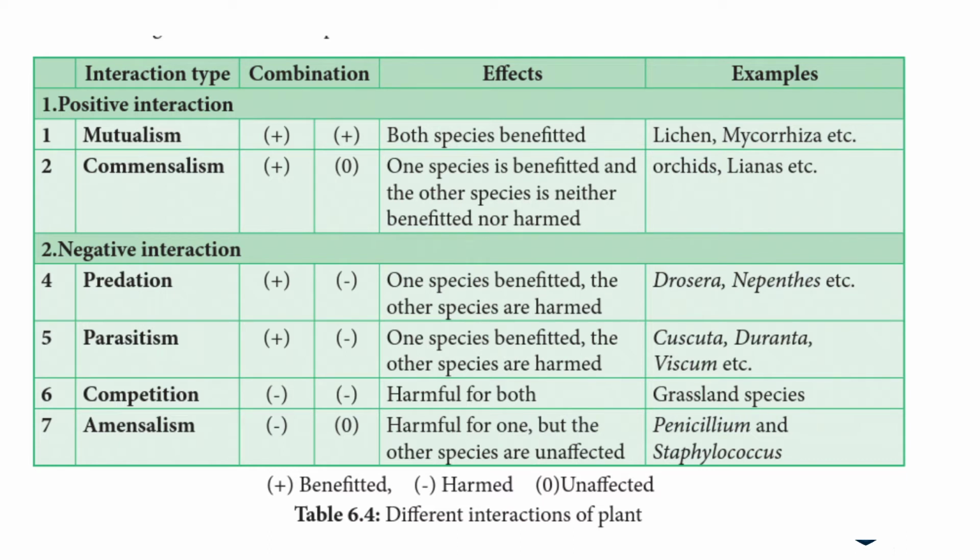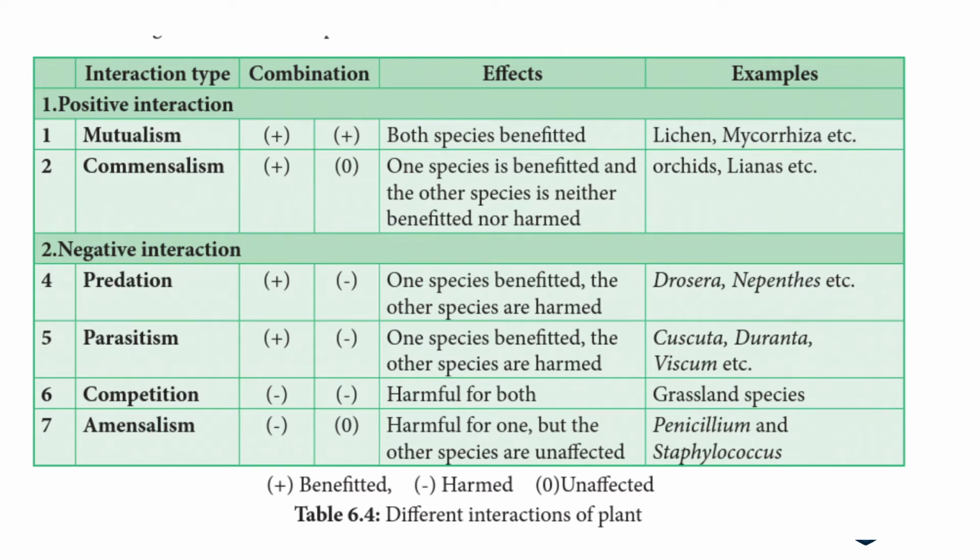In mutualism, both the organisms are benefited. Examples: lichens, mycorrhiza, etc. In commensalism, one of the organisms is benefited and the other is neither benefited nor harmed. Examples: orchids, lions. Negative interaction: predation, in which one species is benefited and the other is harmed. Examples: Drosera, Nepenthes. Parasitism, in which one species is benefited and the other species is harmed. Examples: Cuscuta, Duranta, Viscum. Competition is harmful for both.